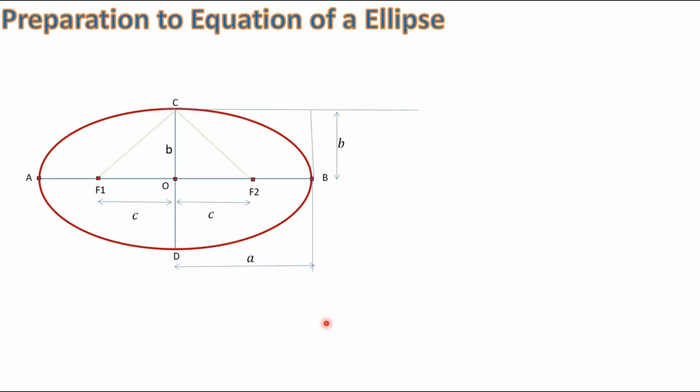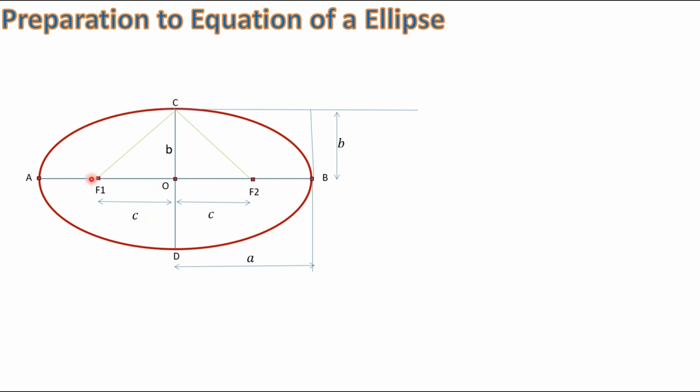Now we will do some preparation for the equation of the ellipse. We need to derive the equation for the ellipse, and for that, we will have some early preparation. For simplicity, we will take the center O as the origin of the coordinate system, like (0, 0). From there, half of the major axis length is a, half of the minor axis length is b, and the center-to-focus distance is c.